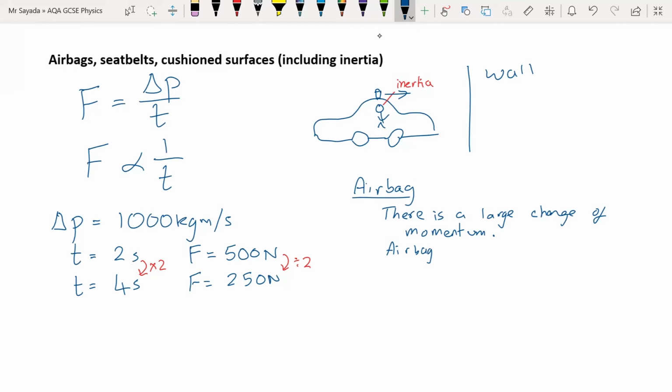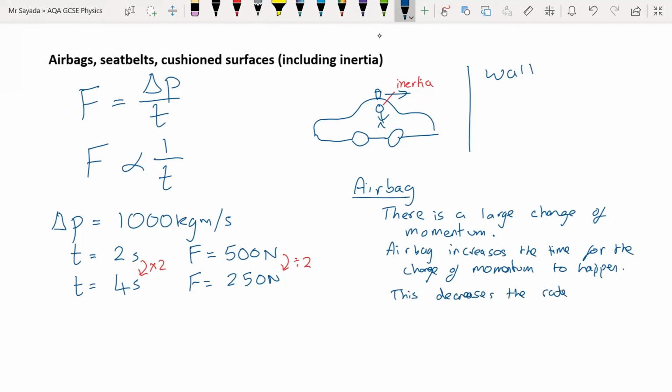So the airbag increases the time for the change of momentum to happen. This decreases the rate of change of momentum. So rate means what in physics? Say your answer to the video.